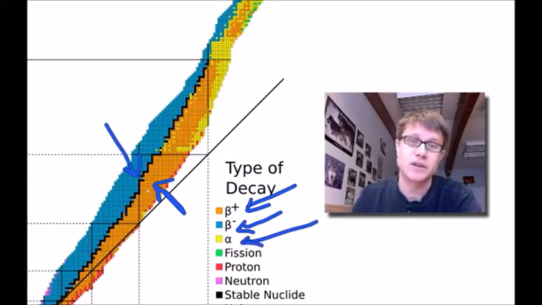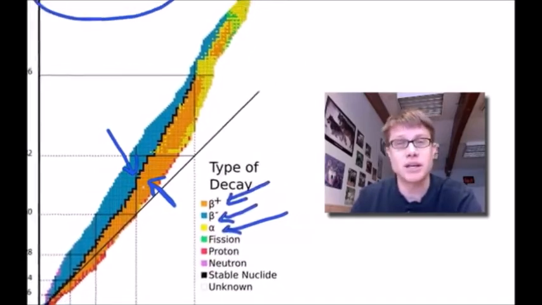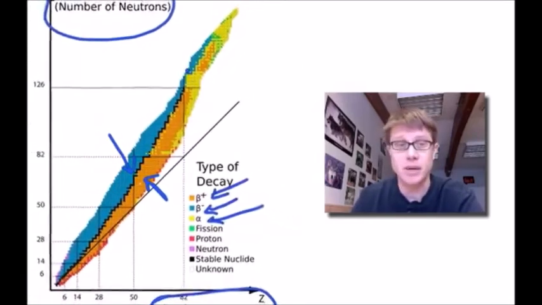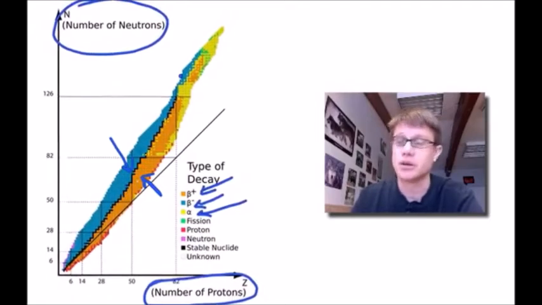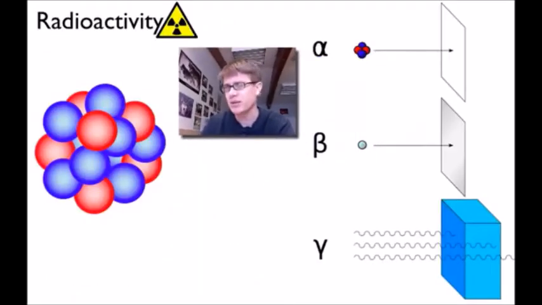And then eventually we can have fission as we go far enough up. And so all of these types of radiation are ways for an atom to get back to that perfect ratio of neutrons to protons. Okay, so I've talked about activity and radiation.